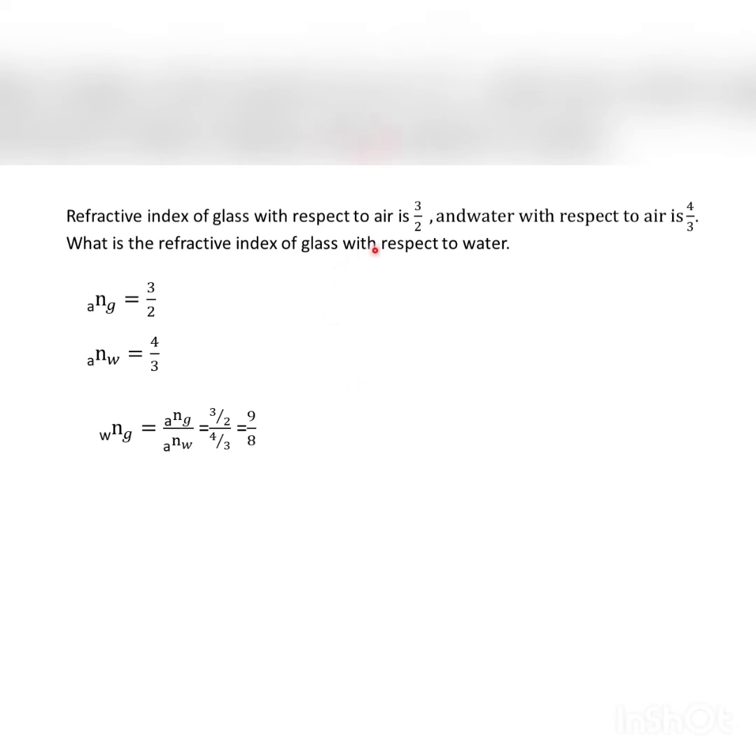The refractive index of glass with respect to air is 3 by 2 and of water with respect to air is 4 by 3. What is the refractive index of glass with respect to water? So we have the refractive index of glass with respect to air, Nga, equal to 3 by 2, and Nwa equal to 4 by 3. And we have to find the refractive index of glass with respect to water, that is Ngw. This is equal to Nga by Nwa, that is 3 by 2 divided by 4 by 3, or 9 by 8.